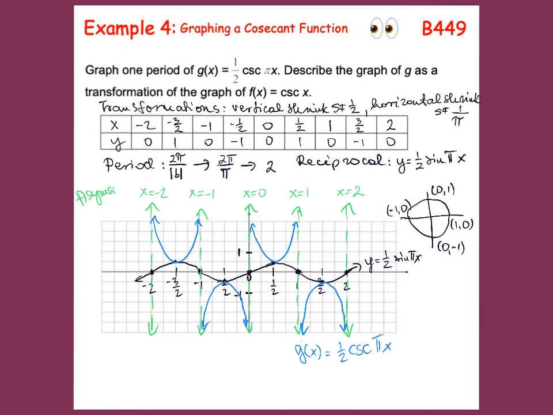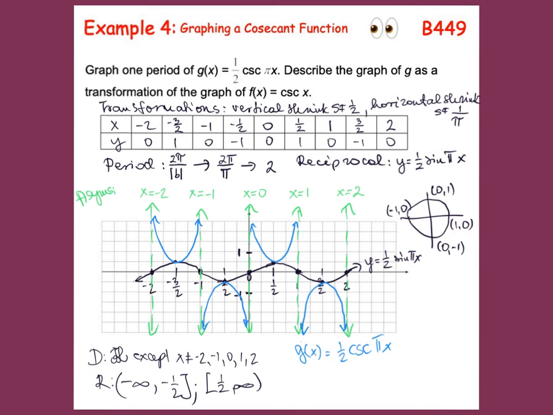So let's write our domain. So our domain is all real numbers except x cannot equal -2, -1, 0, 1, and 2. And the range is going to be from -∞ to -1/2, -1/2 included, and then from 1/2 to infinity. And so we just created our cosecant graph.